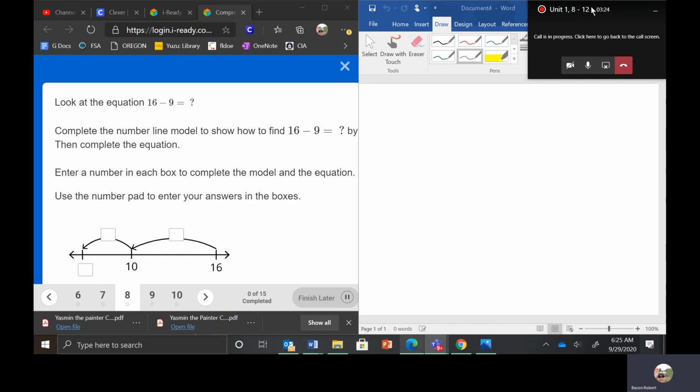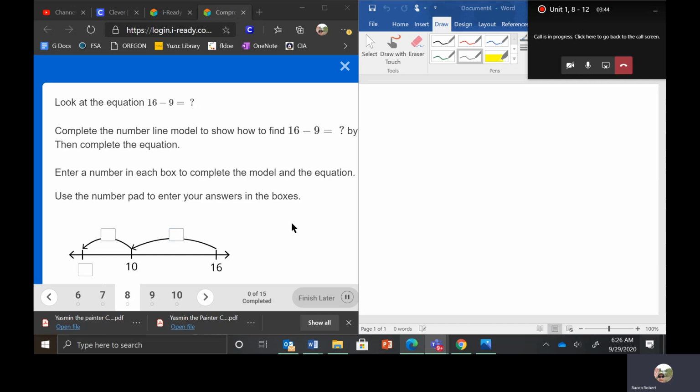So number 8 says, look at the equation 16 take away 9 equals question mark. Complete the number line model to show how to find 16 take away 9 by filling in the boxes, then complete the equation. Enter a number in each box to complete the model and the equation. Use the number pad to enter.